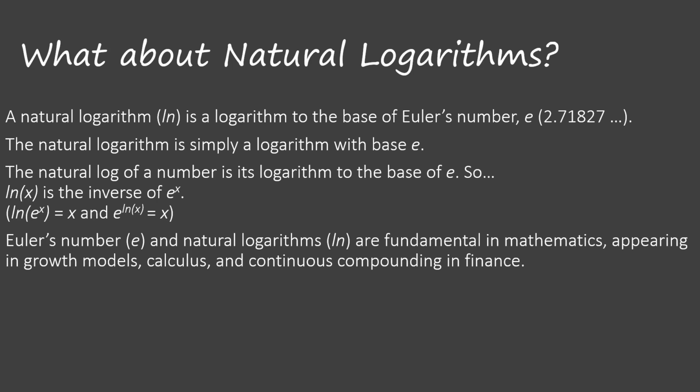But what about natural logarithms? A natural logarithm is a logarithm to the base of Euler's number. It's about 2.71827, etc. So the natural log of a number is the logarithm to the base of Euler's number. So the natural logarithm of x is the inverse of Euler's number to the power of x. The natural logarithm of Euler's number to the power of x equals x.